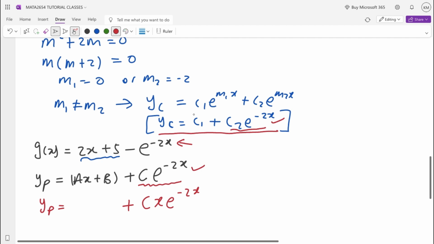Now let's check the other part. The other part of y of c has a constant. So if we check our y of p initially, our particular solution, we see that there is also a constant b right there. That implies there will also be part of a solution from y of p that is the same as the one in our complementary solution. We don't want that as well.